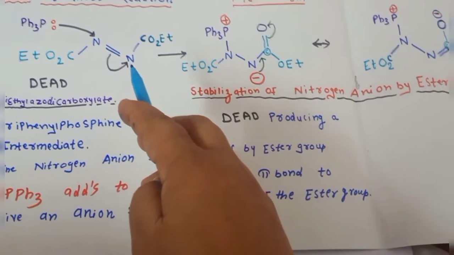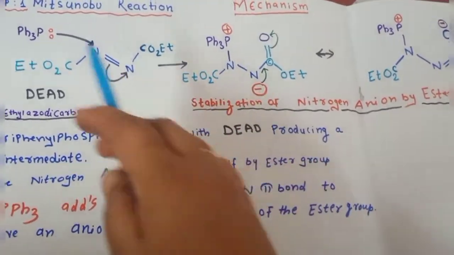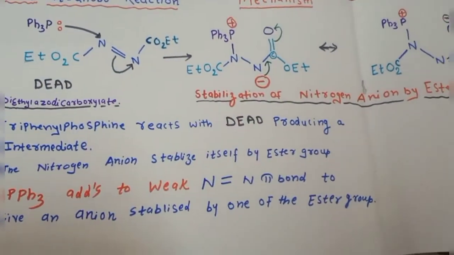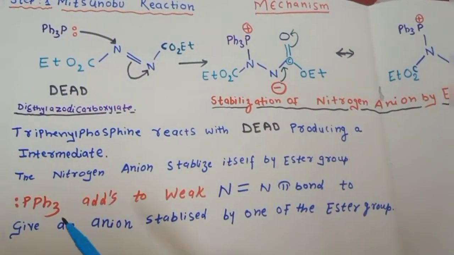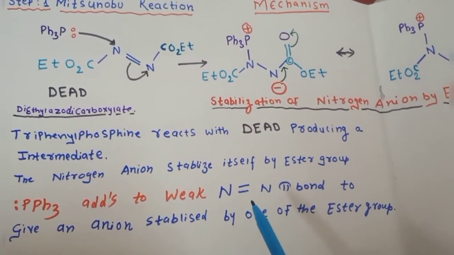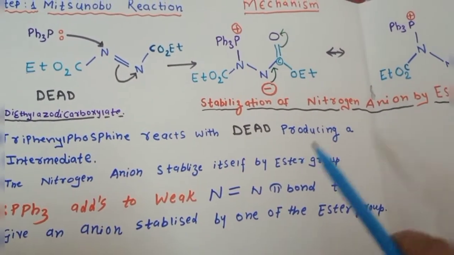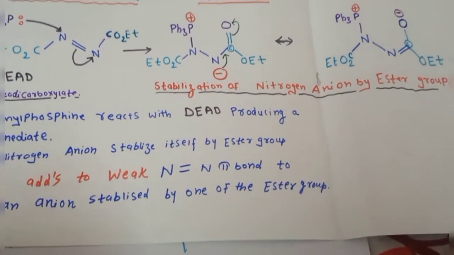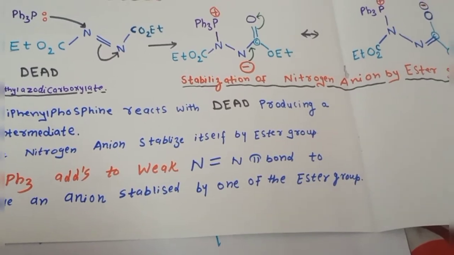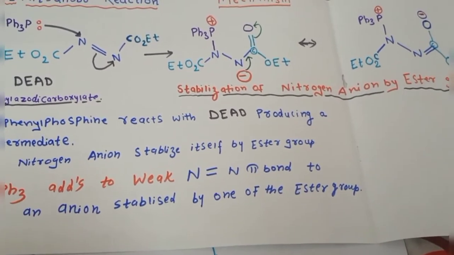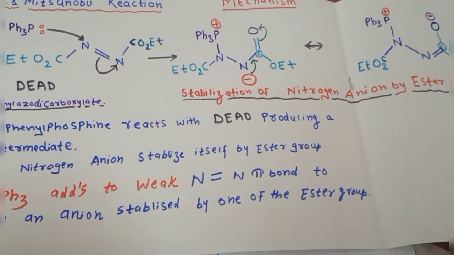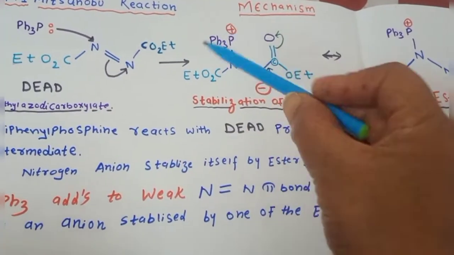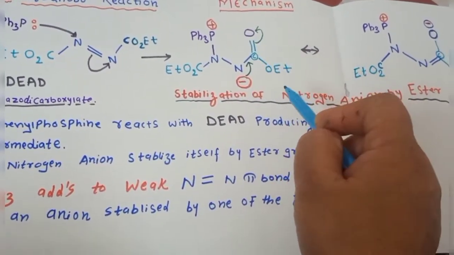So what happens in this structure? This nitrogen will acquire the negative charge, and as this phosphorus is giving the electrons to the nitrogen, it will acquire the positive charge. So you can pen down in the first step: PPh3 adds to the weak nitrogen pi bond to give an anion which will stabilize itself afterwards by the ester group. Once again, first the attack of PPh3 takes place on the nitrogen bond, that is the weak pi bond. We will get an anion and we will have the positive charge on the phosphorus species. Then this anion will get stabilized by the oxygen of the ester group.